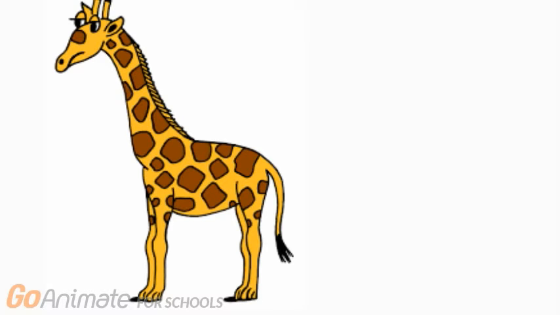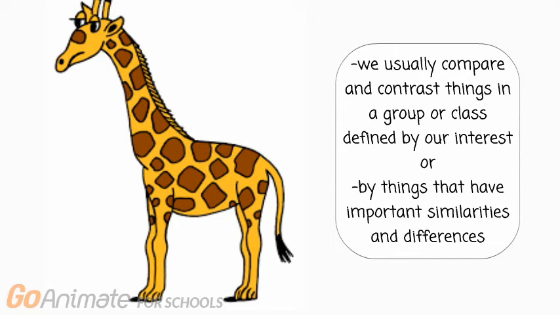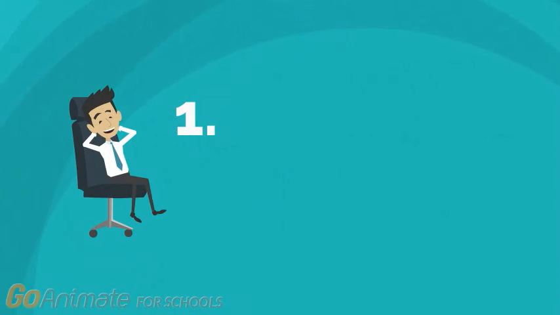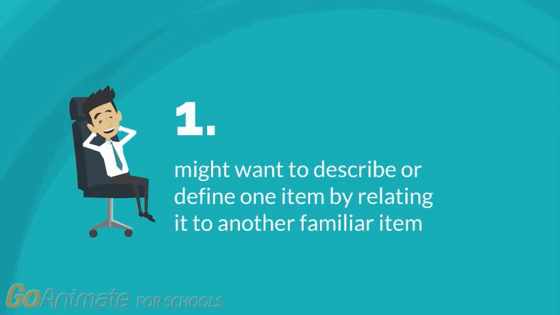In general, then, we usually compare and contrast things in a group or class defined by our interest, or things that have important similarities as well as differences. There are three reasons for developing an essay by comparison and contrast. The first is that we might want to describe or define one item, and we do so by relating it to another item with which our reader is familiar.